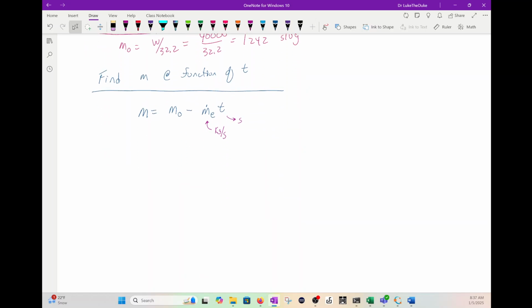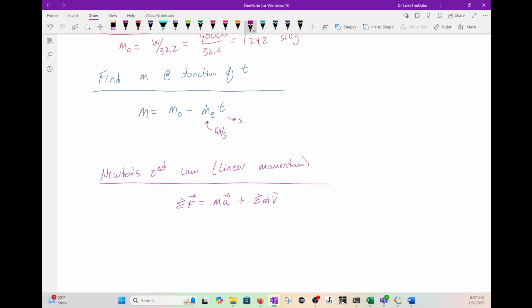Now for the linear momentum. We're going to use Newton's second law, or linear momentum, which states the sum of the forces equals m times a plus summation of m dot v out minus summation of m dot v in. Now let's put some notes over here.